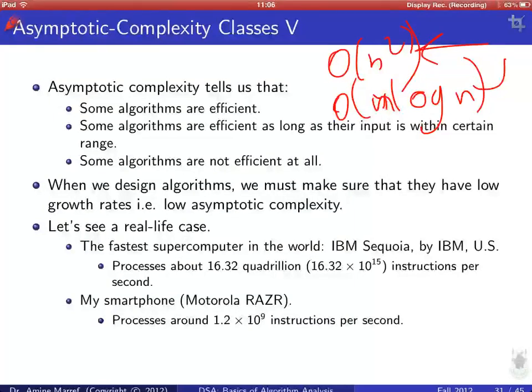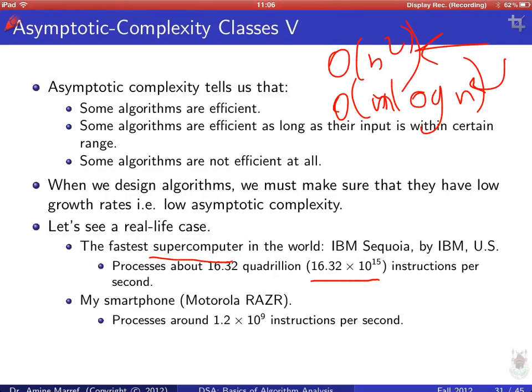Okay? So that's a supercomputer, which is 13.6 million times faster than the smartphone. So when the smartphone executes one instruction, the supercomputer can execute 13.6 million instructions. So it's that fast. But it's running a non-efficient algorithm, and the smartphone is running an efficient algorithm for the same problem. Of course, we only compare algorithms that solve the same problem.